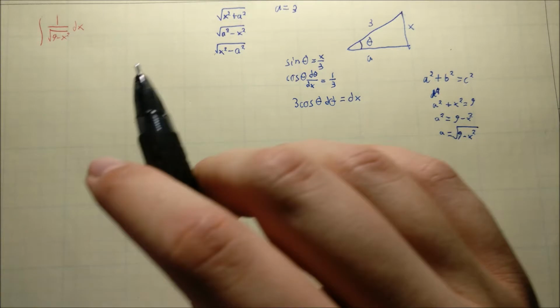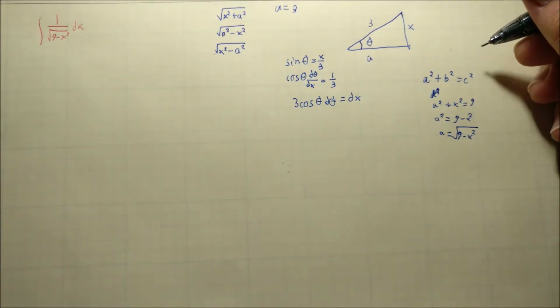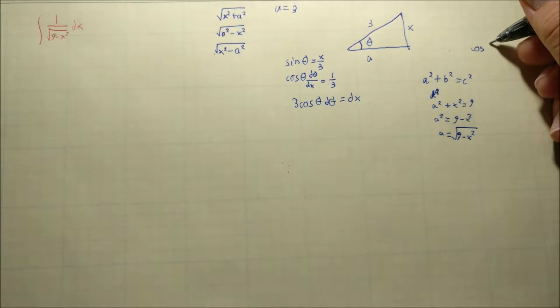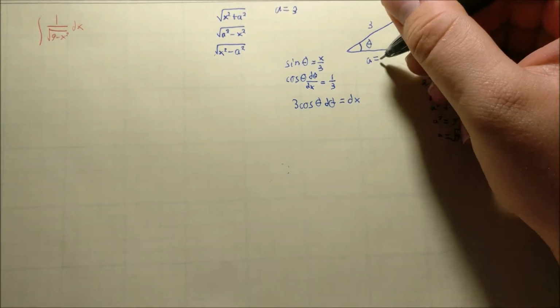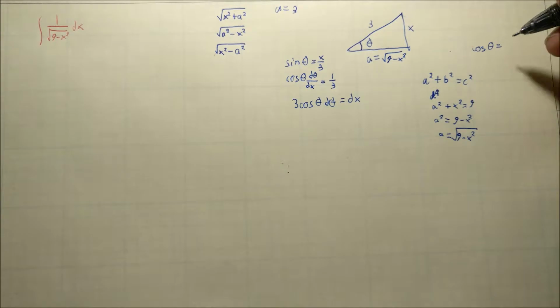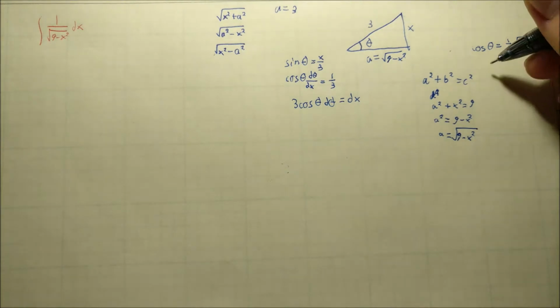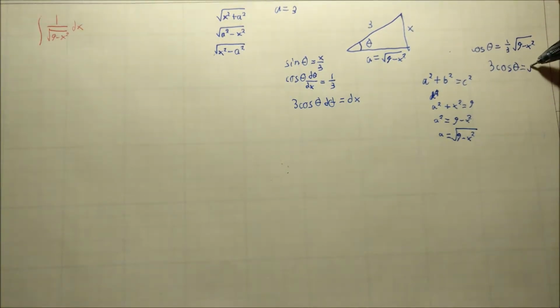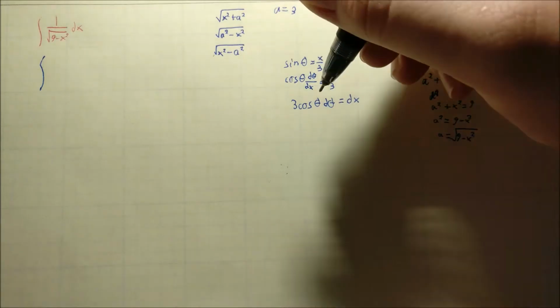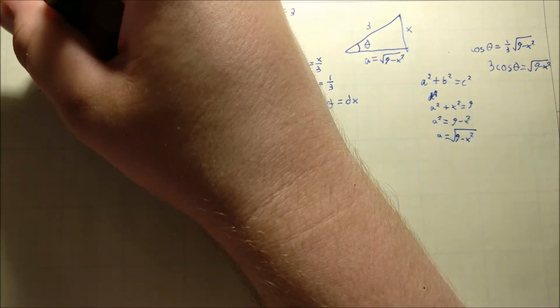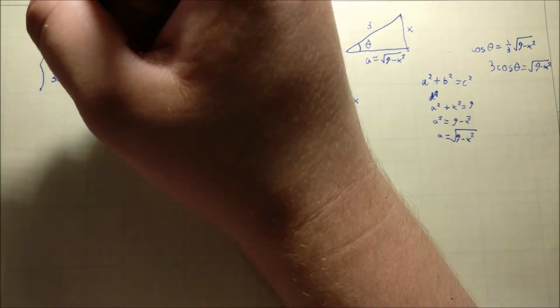So if we find the cosine of theta, it's just a over 3, so cosine of theta equals 1/3 square root of 9 minus x squared. So this whole thing in the denominator is equal to, so 3 cosine theta equals square root of 9 minus x squared. So we replace dx with 3 cosine theta d theta, and 1 over the square root of 9 minus x squared with 1 over 3 cosine theta.